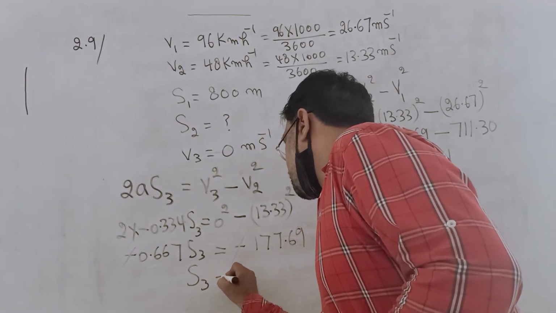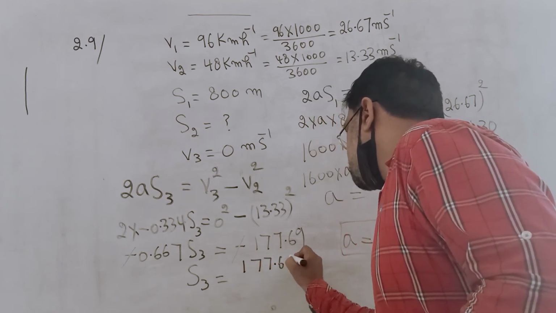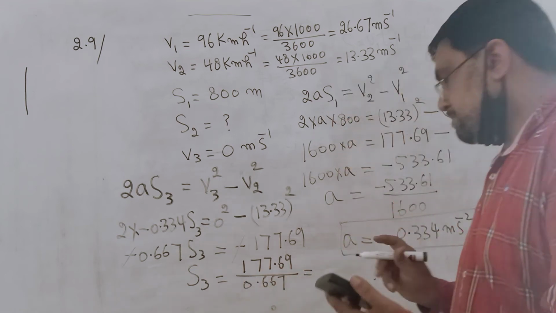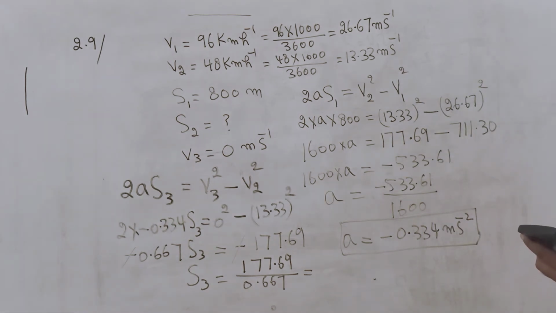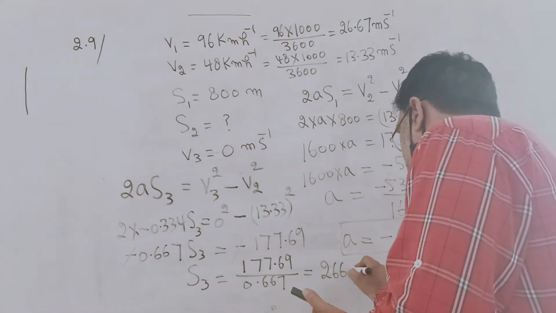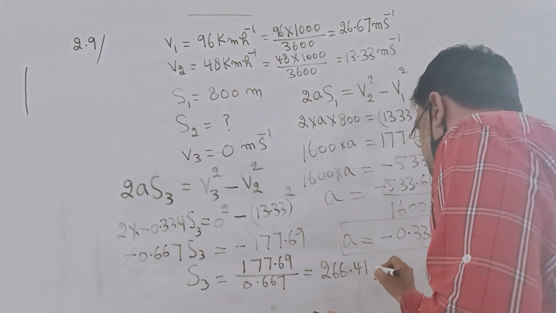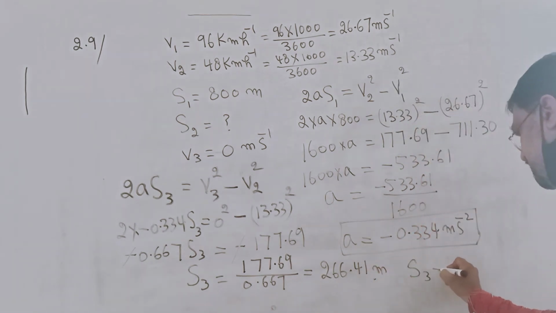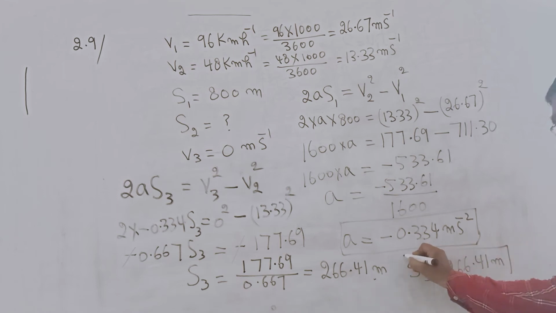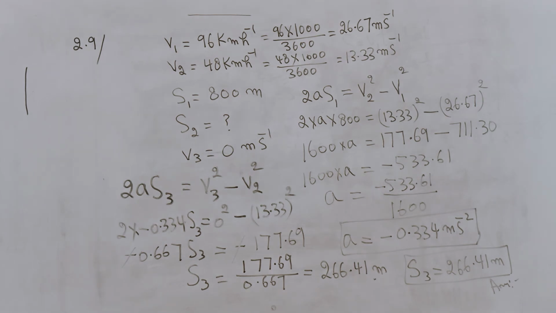S3 is equal to 177.69 divided by 0.667. 177.69 divided by 0.667 is equal to 266.41 meter. S3 is equal to 266.41 meter. Answer.